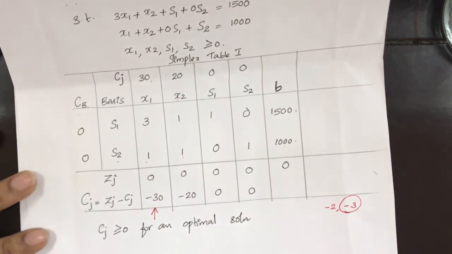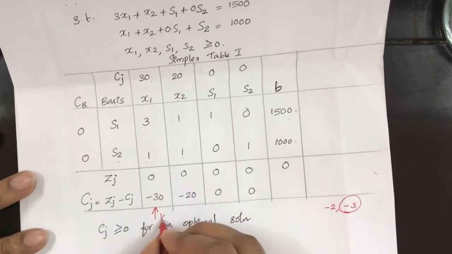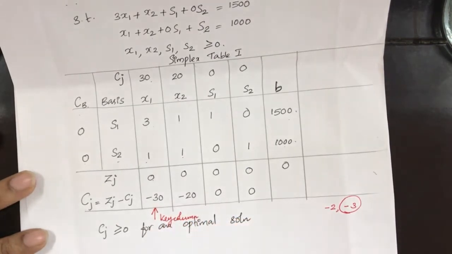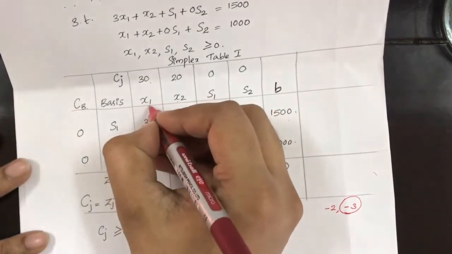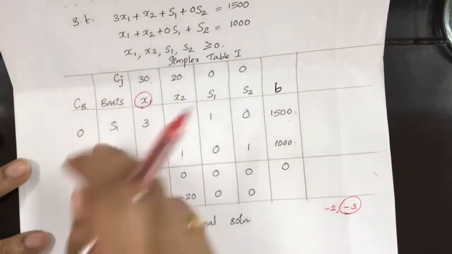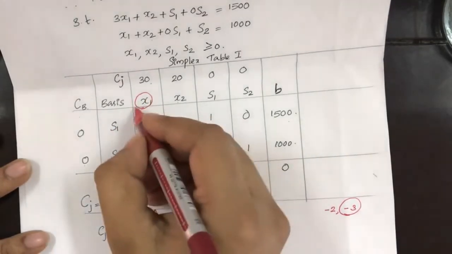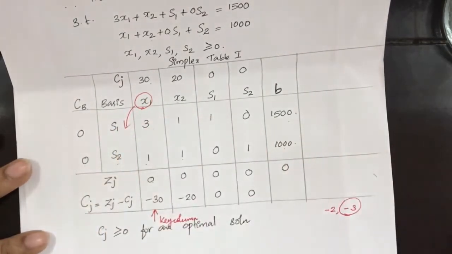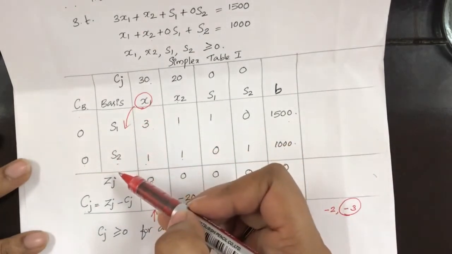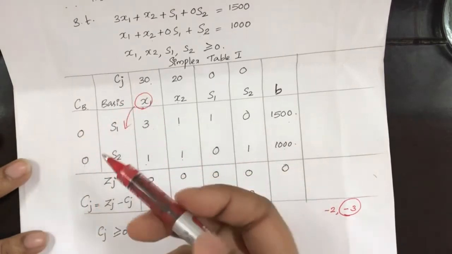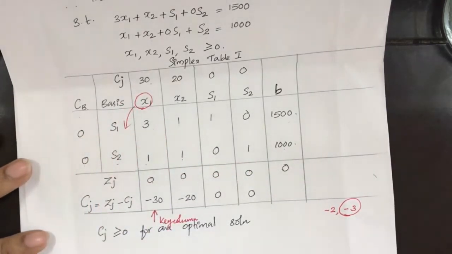So mark this column. This is known as the key column, which means now x1 will be coming to the basis. If x1 comes to the basis, any one of these two basis variables should go out from the basis.